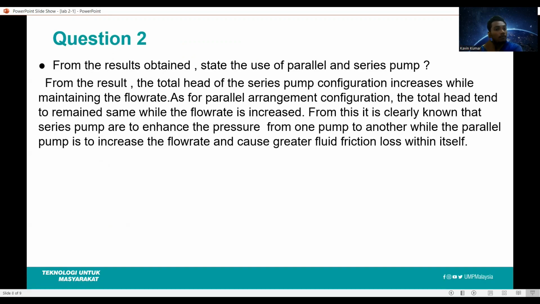As for the second question, from the results obtained, state the use of parallel and series pumps. From the results, the total head of the series pump configuration increased while maintaining the flow rate, whereas for the parallel configuration, the total head tends to remain the same while the flow rate is increased. So from this, it is clearly known that series pumps are used to enhance the pressure from one to another, which might be behind or in front of the pump, while the parallel pump is used to increase the flow rate and causes greater fluid friction loss within themselves.